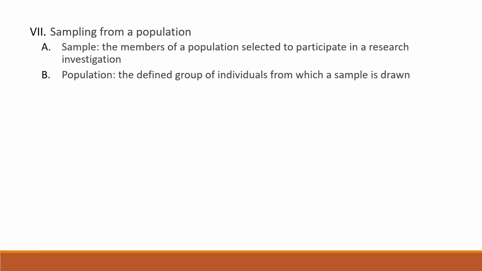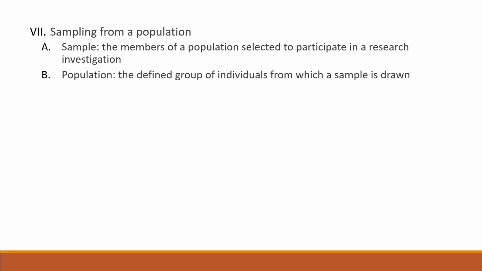So now we are going to talk about the people we use in our research. A sample refers to the members of a population selected to participate in a research investigation, whereas the population is the defined group of individuals from which the sample is drawn. In other words, the population is the entire group you're interested in, and the sample is the subset you have in your study.